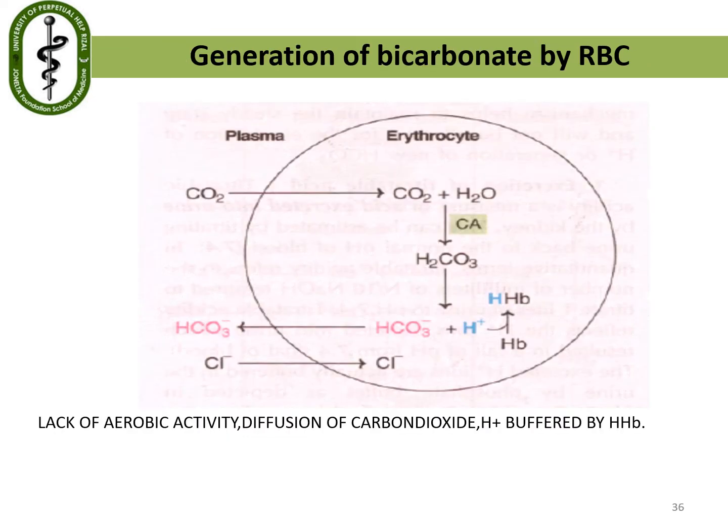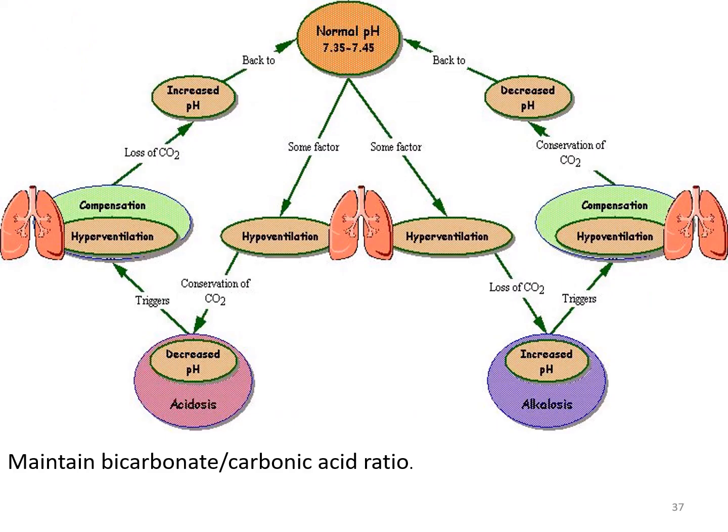The generation of bicarbonate by RBC. The RBC absorb carbon dioxide, and this carbon dioxide is hydrated with water by carbonic anhydrase, producing carbonic acid, and this carbonic acid will be dissociated, releasing the bicarbonate in the plasma. Thus, there should be a bicarbonate to carbonic acid ratio, so the pH should be at 7.35 to 7.45.